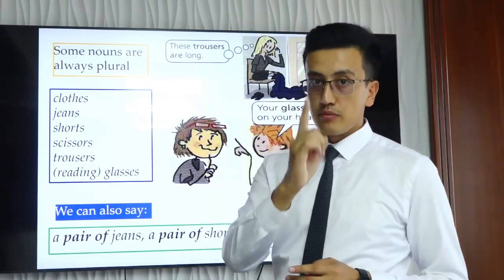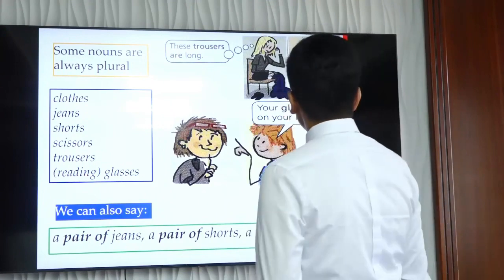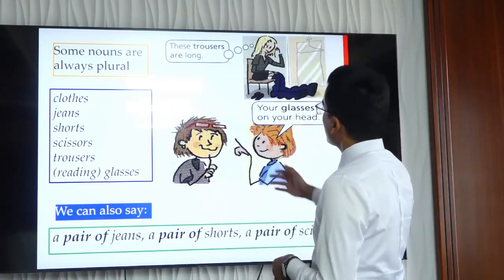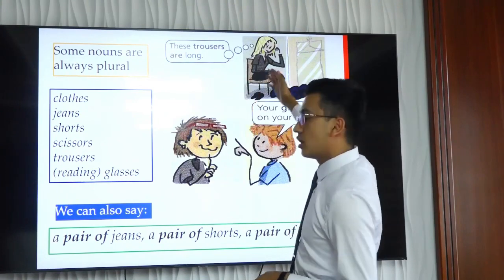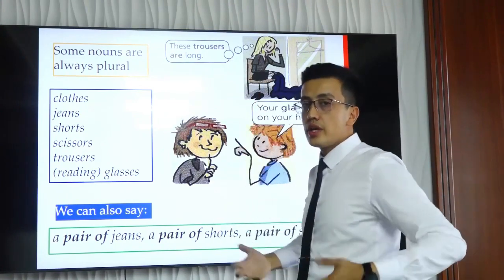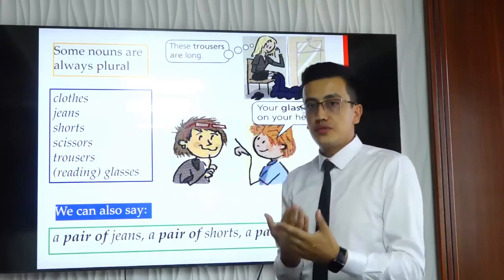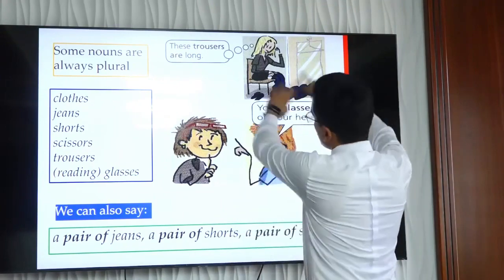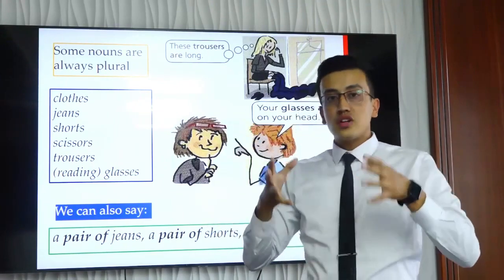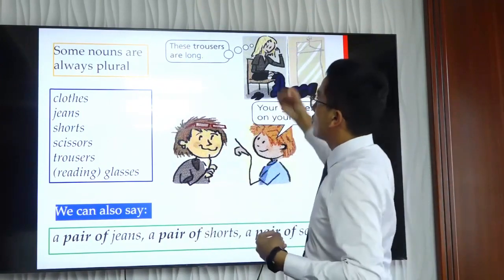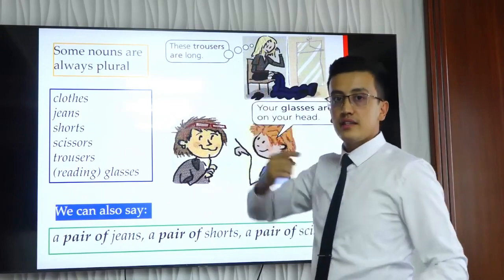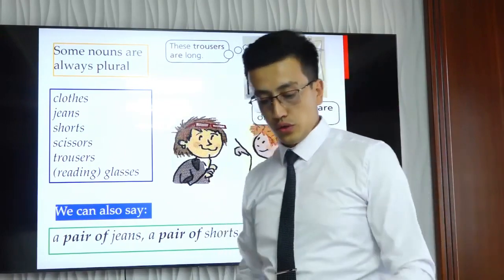Pay attention, remember, don't forget. And look here, we have an example as usual. These trousers are warm. Here one girl is wearing just a pair of trousers. There are not two trousers, but one trousers has two legs. That's why we should say trousers are long. Okay, it is just a piece of clothing.